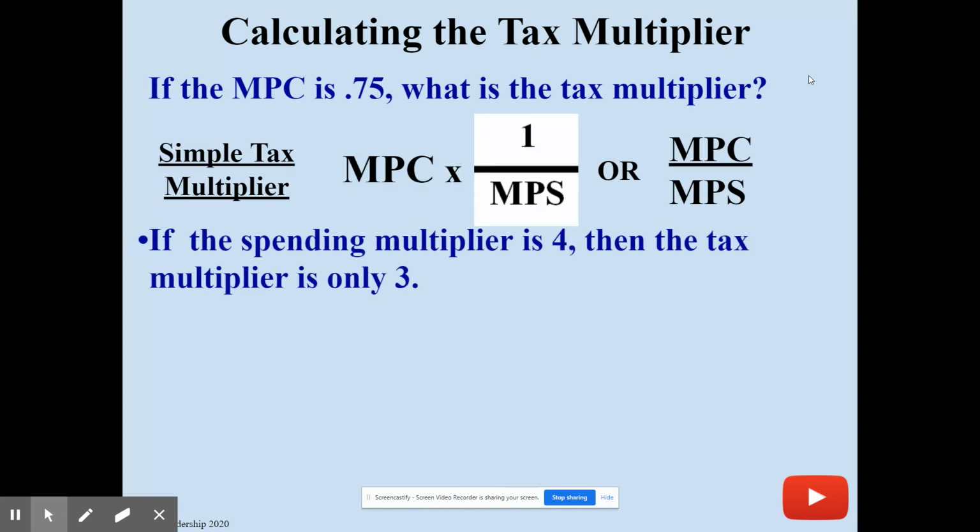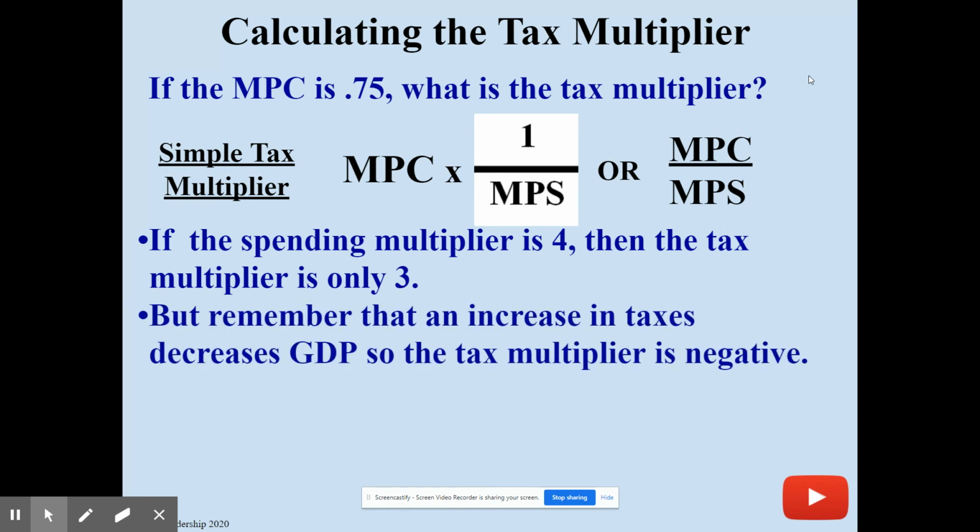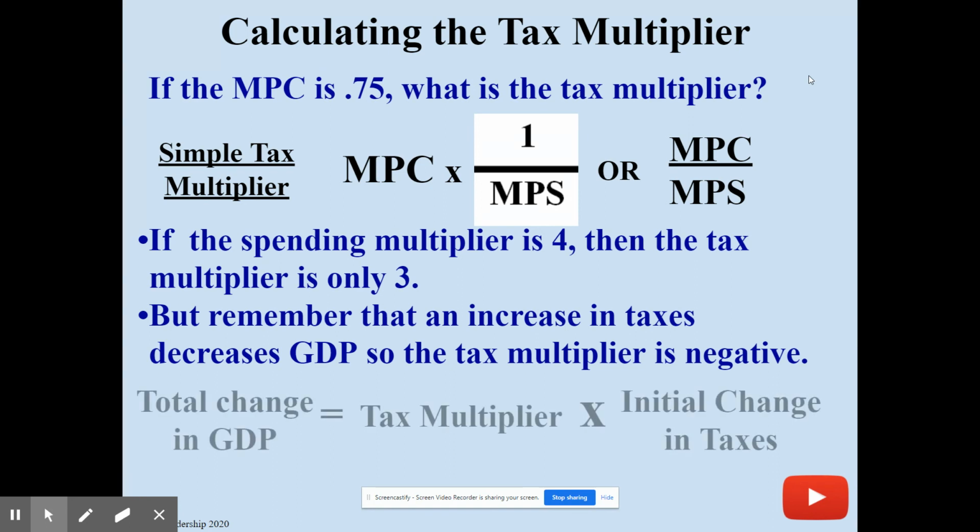How do you calculate the tax multiplier? MPC is 0.75. What is the tax multiplier? The spending multiplier is 4, and the tax multiplier is only 3. But remember, an increase in taxes decreases GDP, so the tax multiplier is negative.